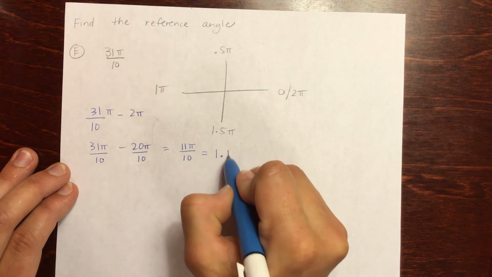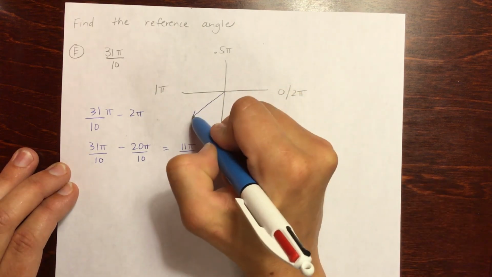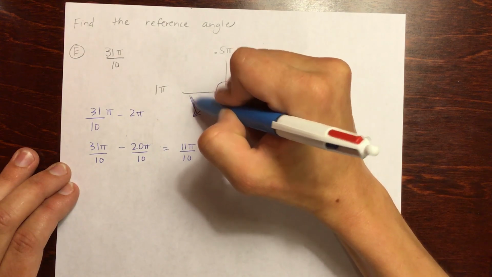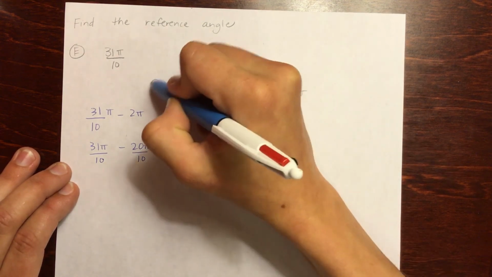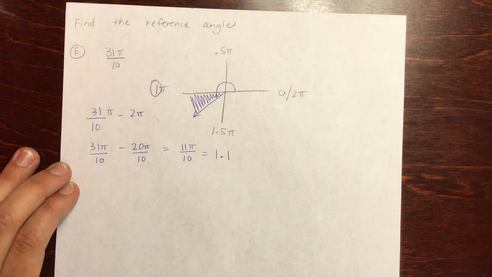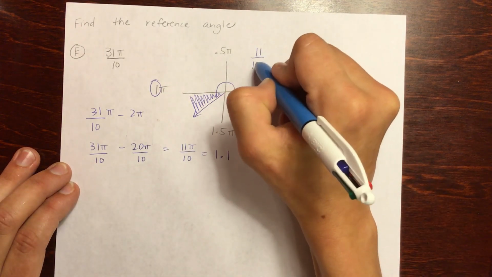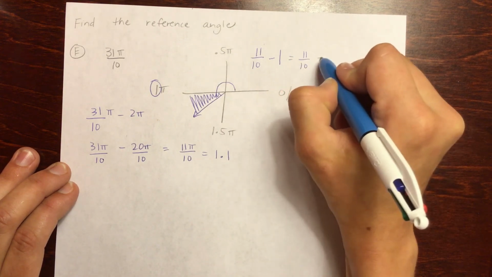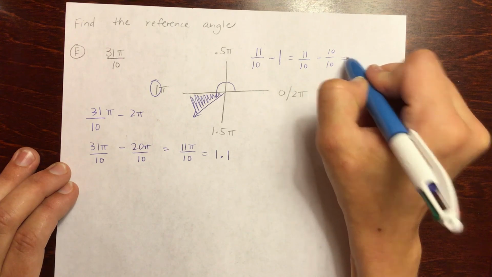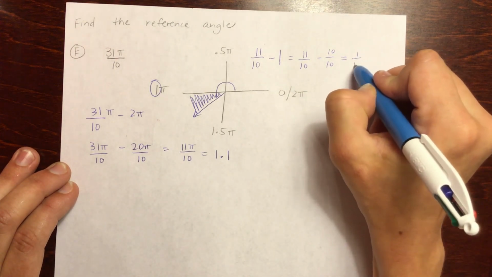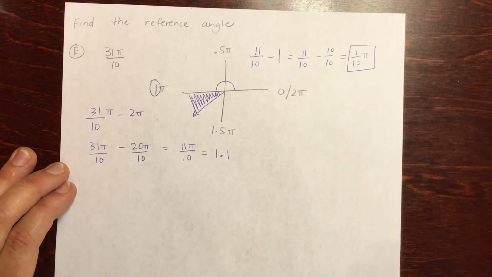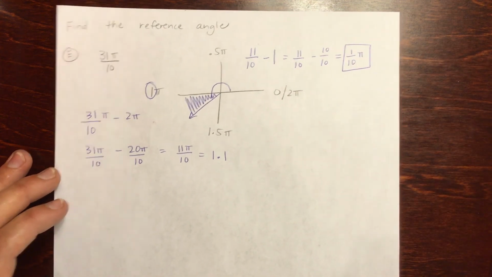11 tenths is 1.1. So that means I'm somewhere around here in the third quadrant because it's bigger than 1, but not quite as big as 1.5. All right, the reference angle is between my arrow and my x-axis, and at my x-axis the value is 1. So 11 pi over 10 minus 1 pi. Find a common denominator. 1 times 10 is 10. And subtract. Don't forget to include your pi as your final answer because this is reference angles and we're dealing with radians, and radians have pi's with them.